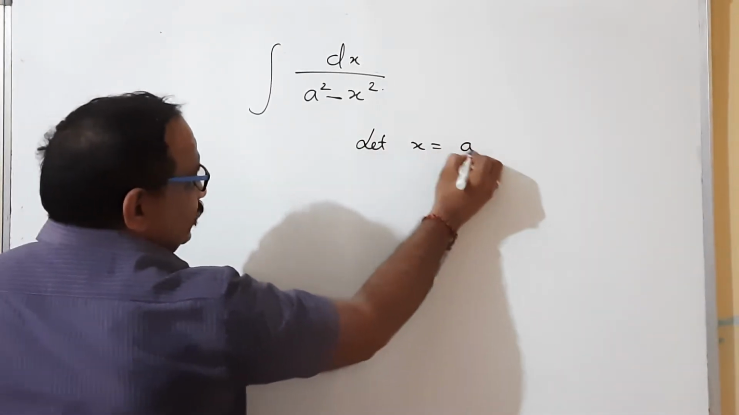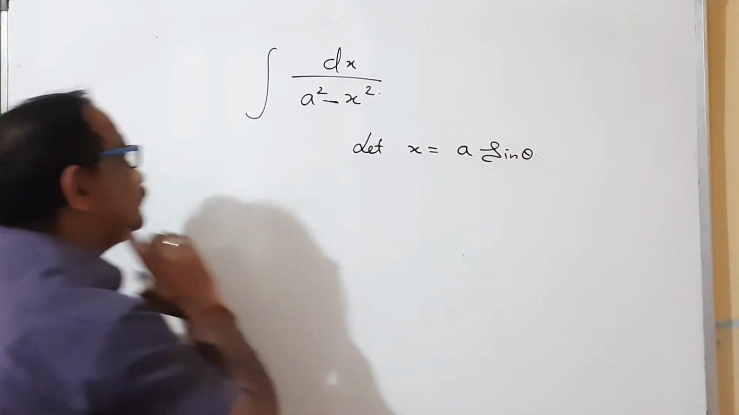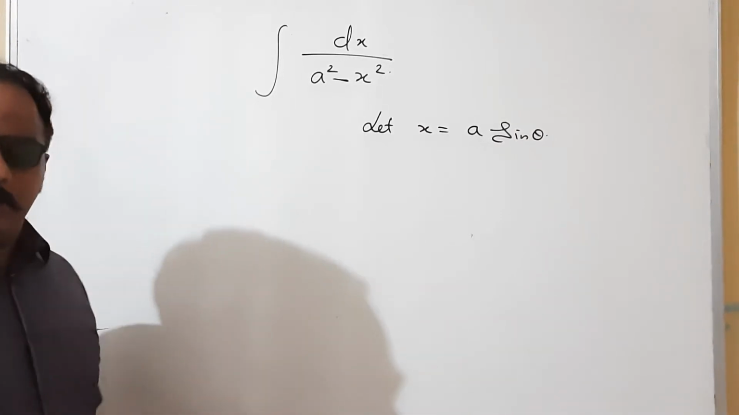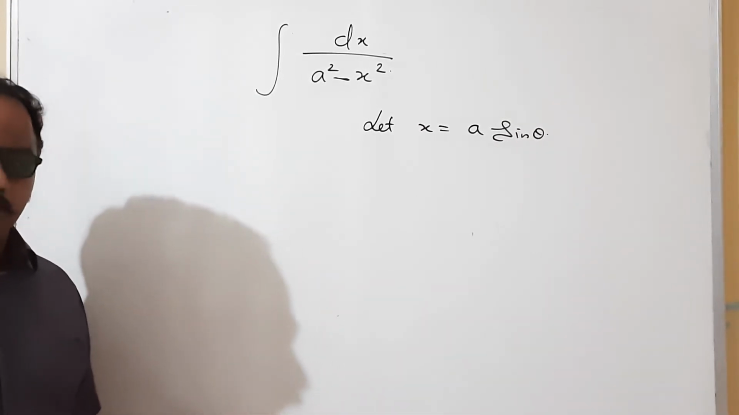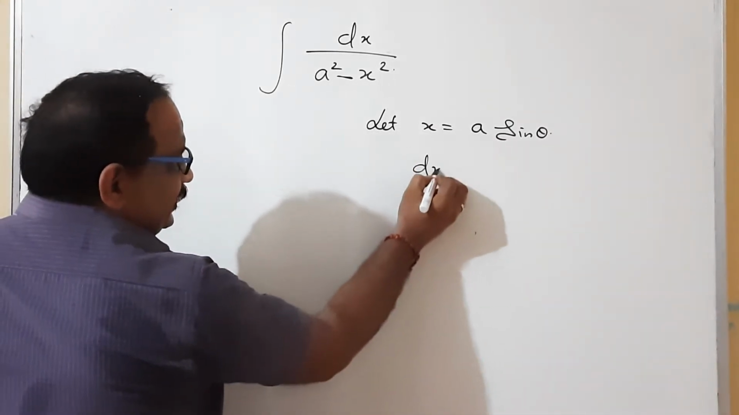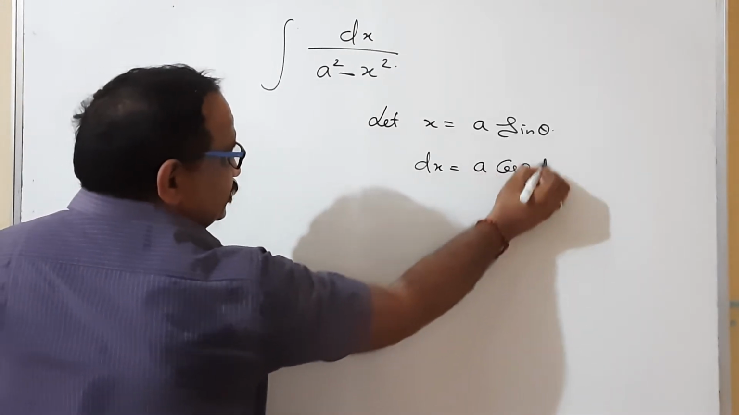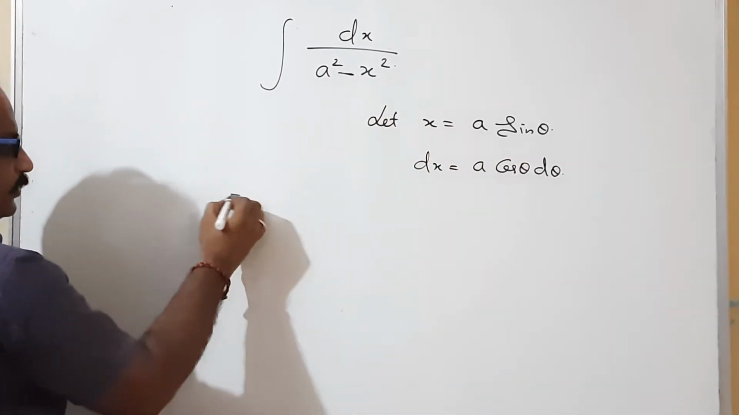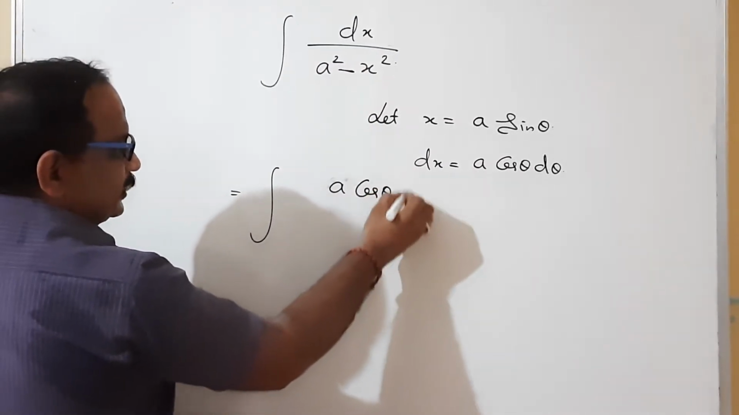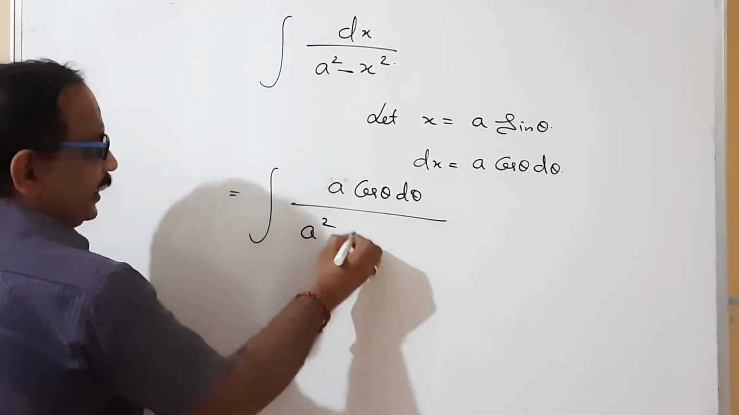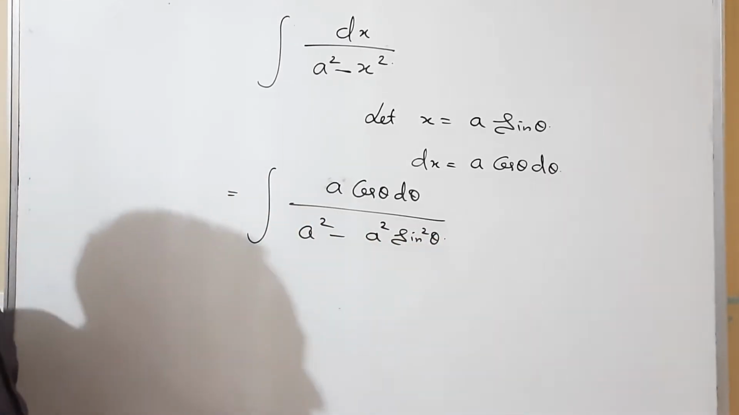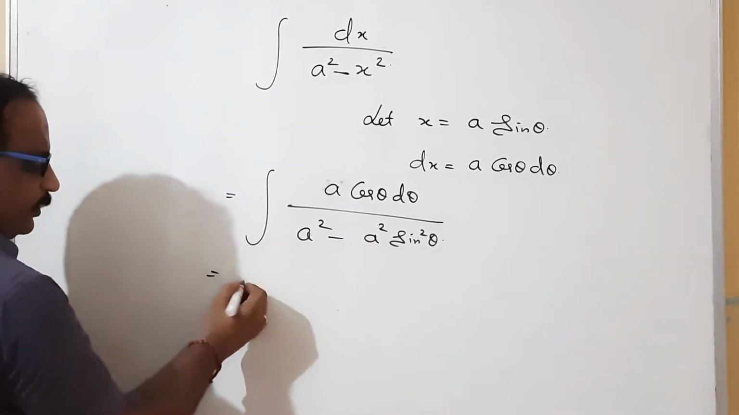Say x equals to what? I am saying it is a sine theta. We have to substitute a function of x so that after substitution, when we place it here, we get a trigonometrical identity. So we can pursue our question further. So we have to substitute like this. Here dx equals a cos theta d theta. Both things should be substituted here. So in place of dx, I must put a cos theta d theta. And in the denominator, a square minus a square sine square theta. That is fine. Afterward, a square should be common and taken out.